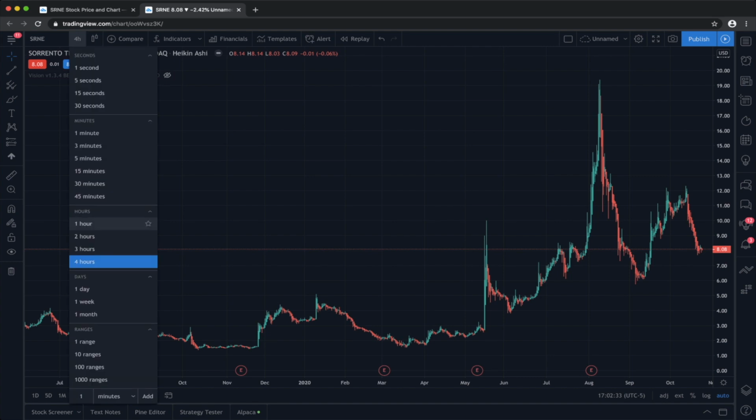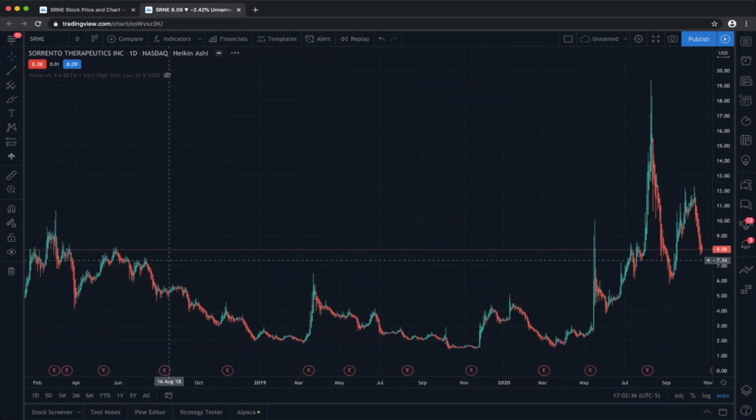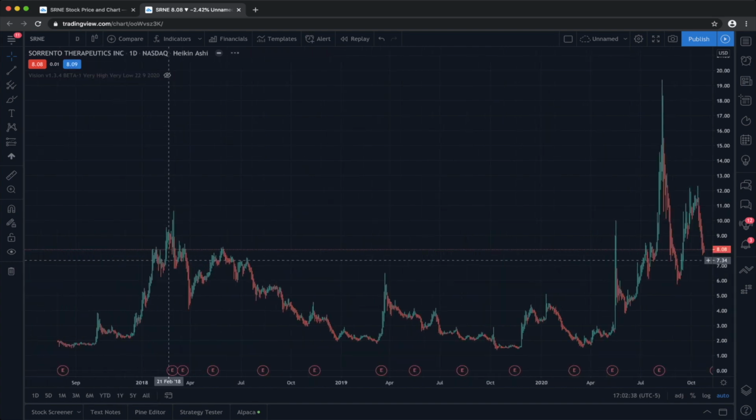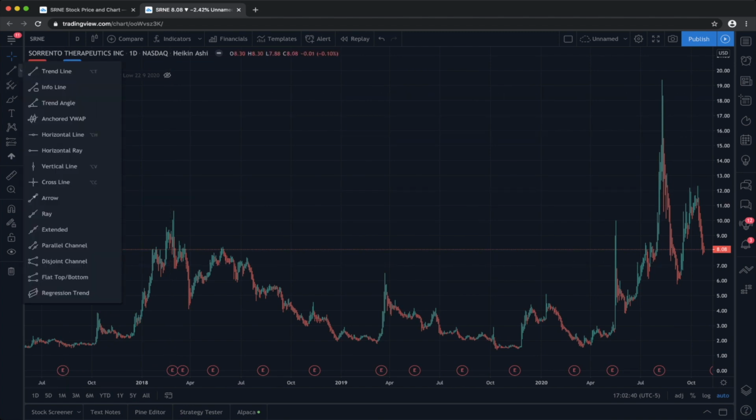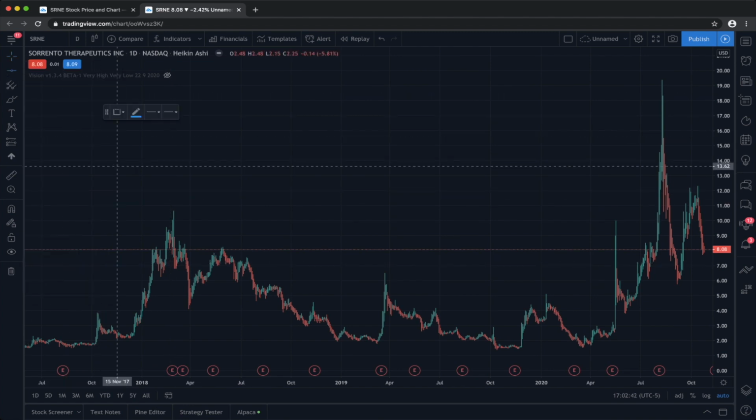You could do this on the daily. You could do it on a weekly chart. It's all usually going to match up. So I'm going to take all these high peaks and I'm going to put a line on all of them.